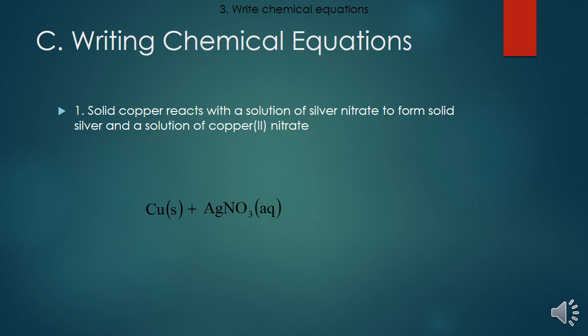Now these two substances are going to react to form some new substances. So we will show that by writing an arrow, again pointed to the right. And then we're told that we form solid silver, so that would be Ag, and then S would be in parentheses to show it's a solid, and a solution of copper 2 nitrate. Notice we separate the symbols for the two substances using a plus sign. The formula for copper 2 nitrate, Cu(NO3)2. We're told it's a solution, so AQ in parentheses.